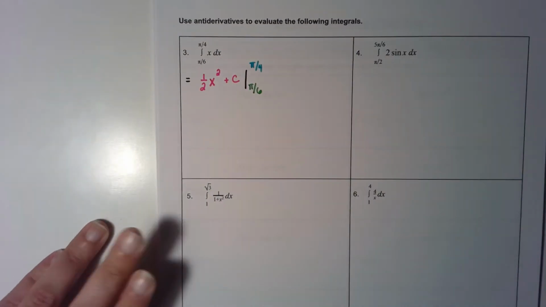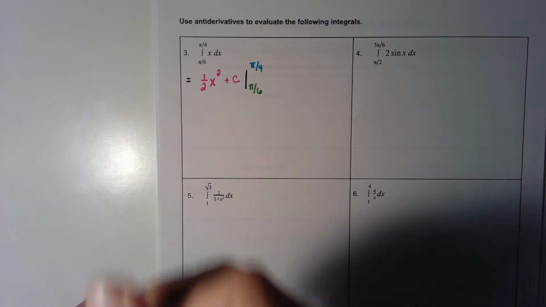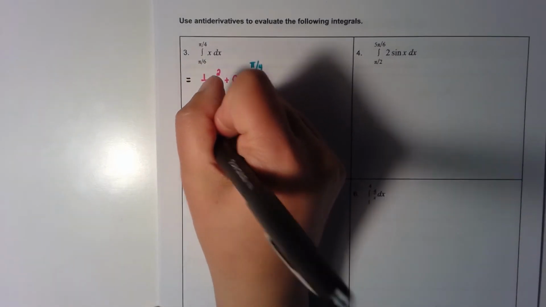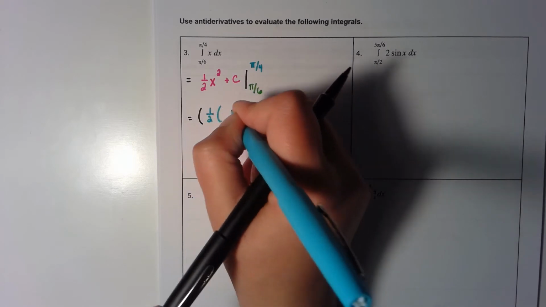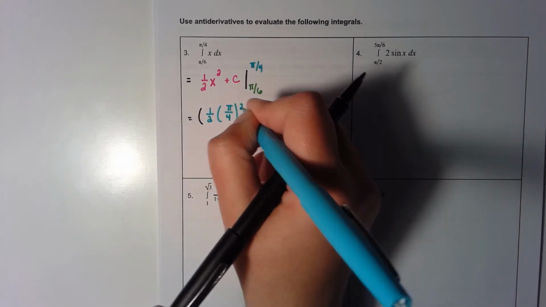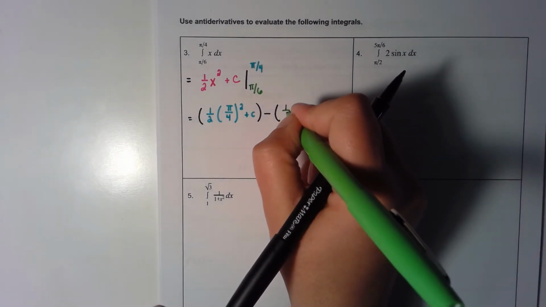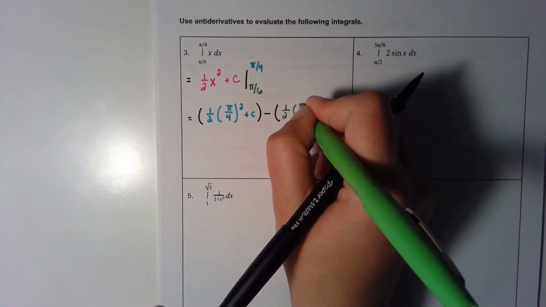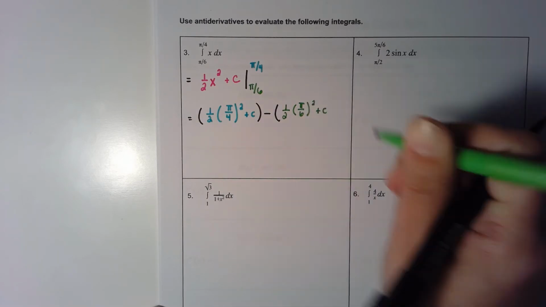And I'm being very careful about how I'm showing my work here. Now I'm going to plug in my upper bound first. So I'm going to have 1/2 times pi over 4 squared plus c, minus, and now I'm going to plug in my lower bound. So I'm going to have 1/2 times pi over 6 squared plus c.